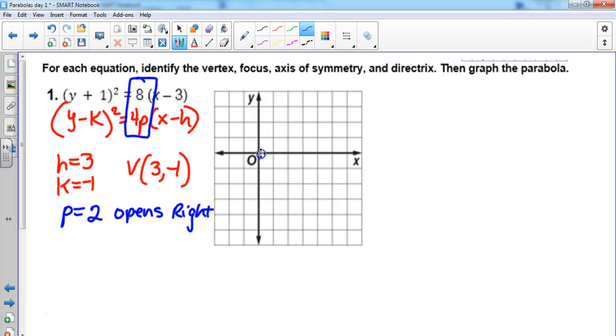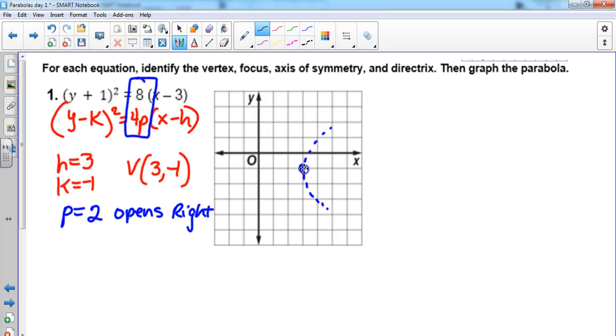So I'm going to plot the vertex at 3, down 1. There's the vertex. It opens to the right. I'm going to put a couple little dots over here to remind myself of that, but I want us to find at least one ordered pair and plot it halfway accurately. We'll do that at the end. Right now, how do I know where to find anything else?